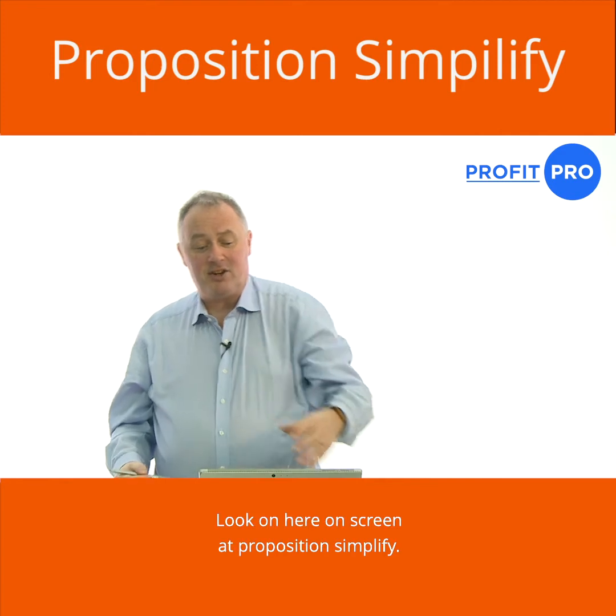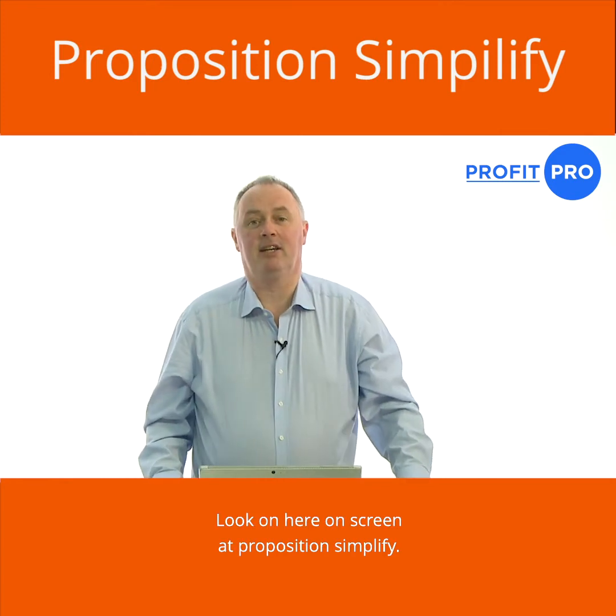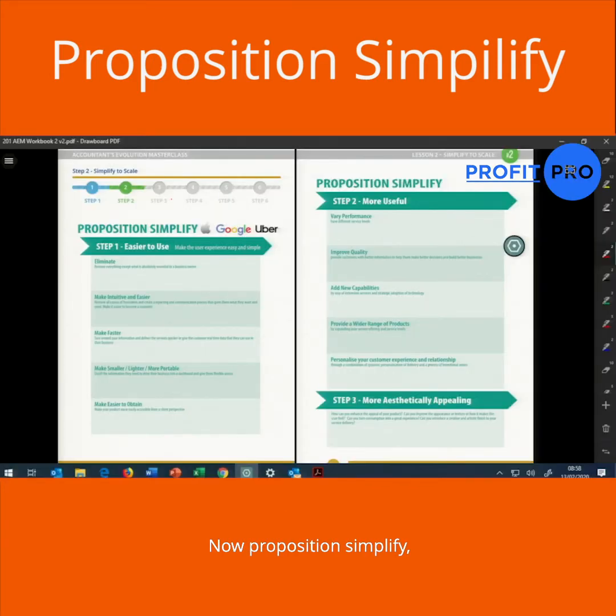Look in here on screen at Proposition Simplify. Now, Proposition Simplify, so this is step 2 in your workbook. The Proposition Simplify, there's really 3 parts to it. Step 1 is make your products easier to use. Step 2, make your products or service more useful. And step 3, make your products or services more aesthetically pleasing.